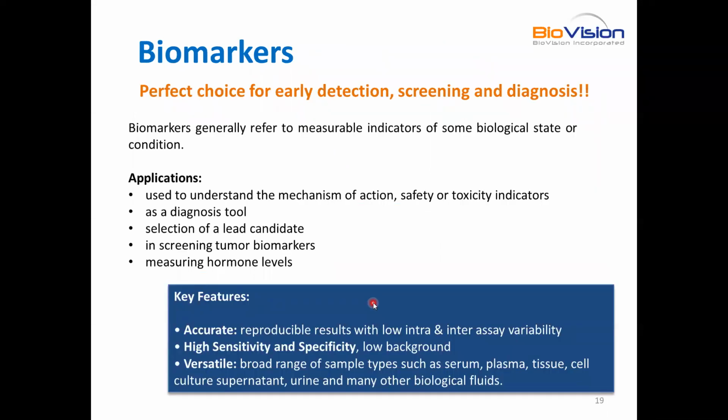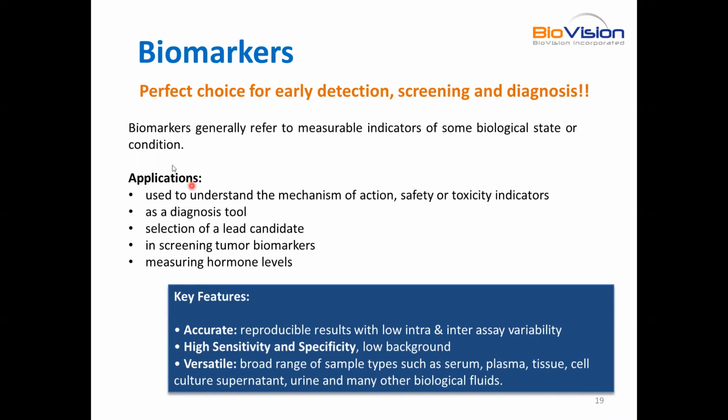And next, I would like to move to the biomarkers. Biomarkers, we know, generally refer to measurable indicators of some biological state or condition. These biomarkers are the perfect choice for early detection, screening, and diagnosis of any disease. We offer a wide selection of ELISA kits, which is a very simple and cost-effective method for detecting or quantifying these biomarkers in different samples for research.